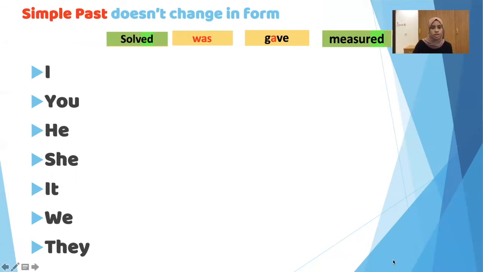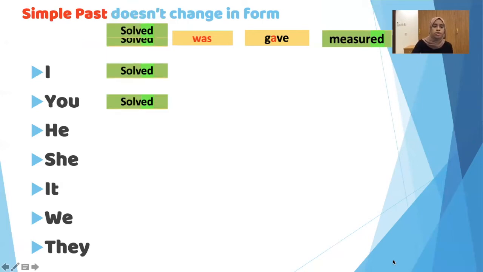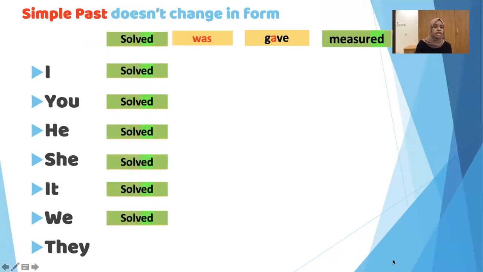So usually no. For example, the verb solved: I solved the problem, you solved the problem, he solved, she, it, we, they, they're all the same, which is really cool, right? It's nice for the students. But with verb to be, which is usually always different from other verbs, it has two different forms.